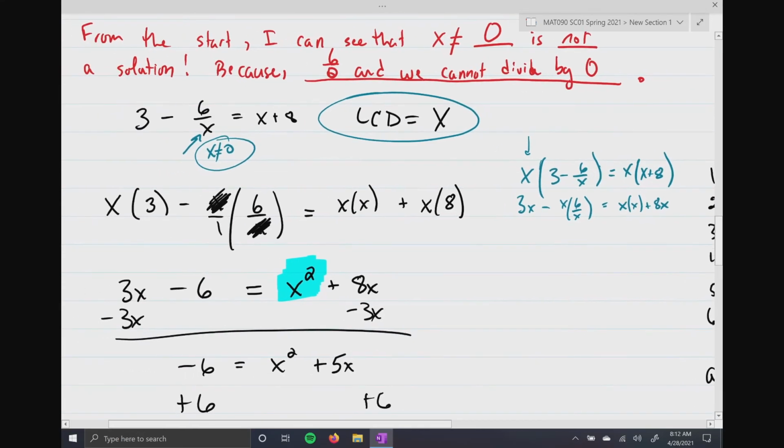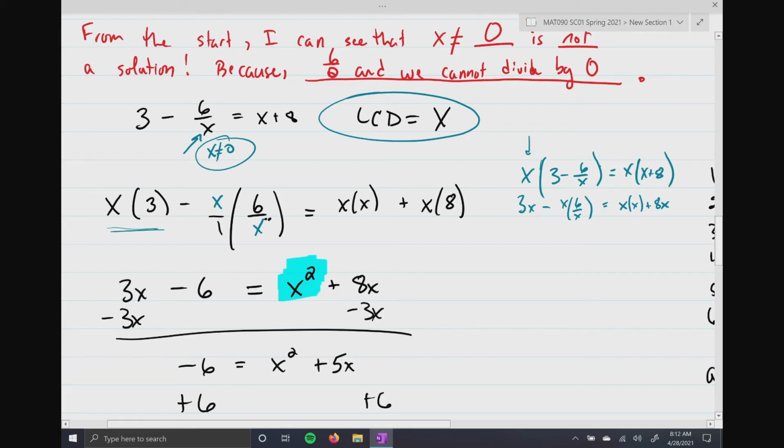So that is how we got x times 3. And then this was, remember, x times 6 over x. That looks really crappy, so I'm just going to erase it and write it again. There we go. Equals x times x plus x times 8. Now it's just a matter of simplifying.